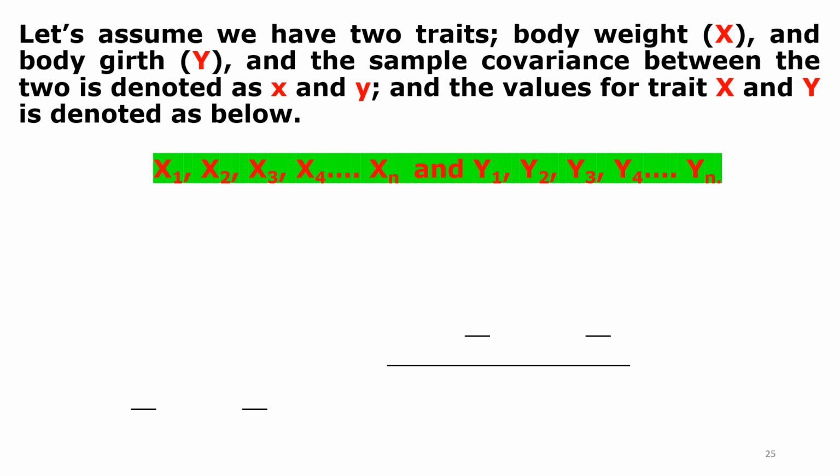So let's assume that we measure two traits, body weight as well as body weight, represented by X and Y respectively, and the sample covariance between the two is denoted by small x and small y, and the values for trait X and Y are denoted as below. So these are the values for trait X, and these are the values for trait Y.